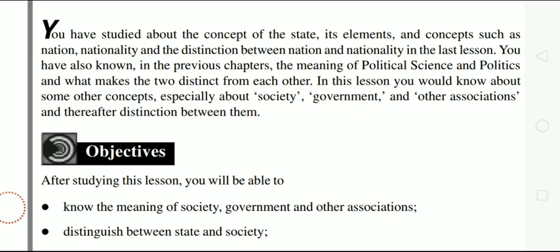Objective: after studying this lesson, you will be able to know the meaning of society, government, and other associations, distinguish between state and society, distinguish between state and other associations, distinguish between state and government, distinguish between state and nation.